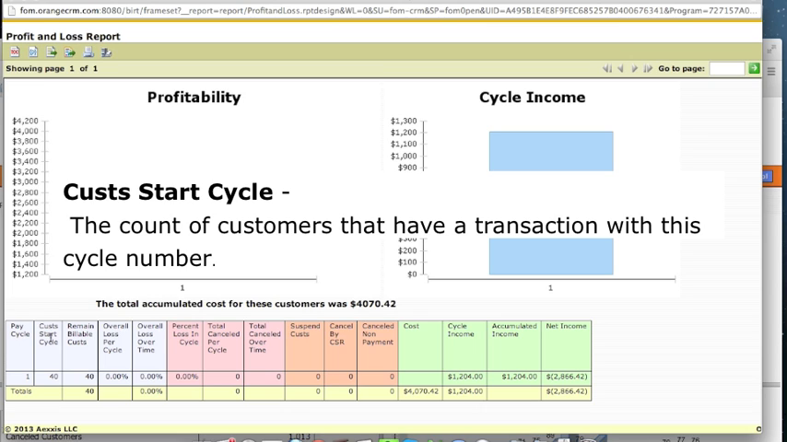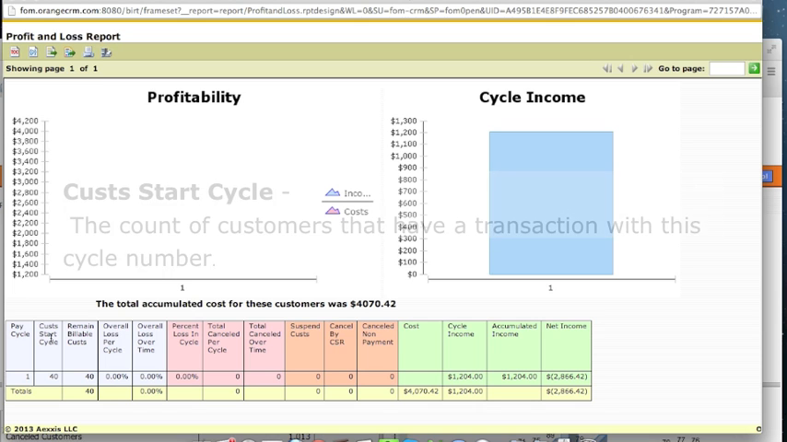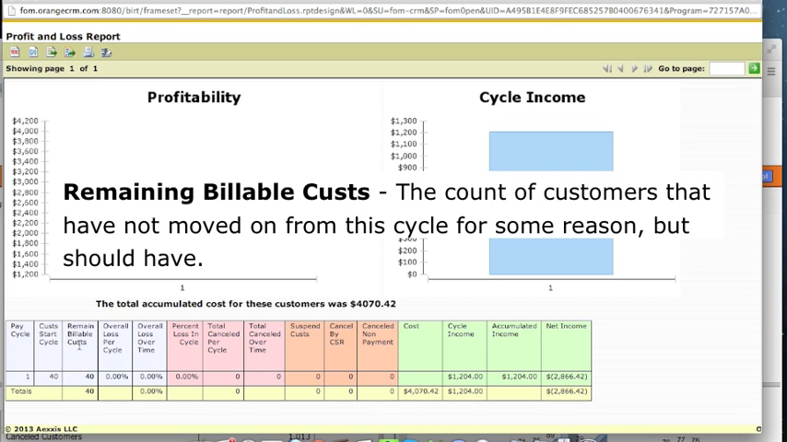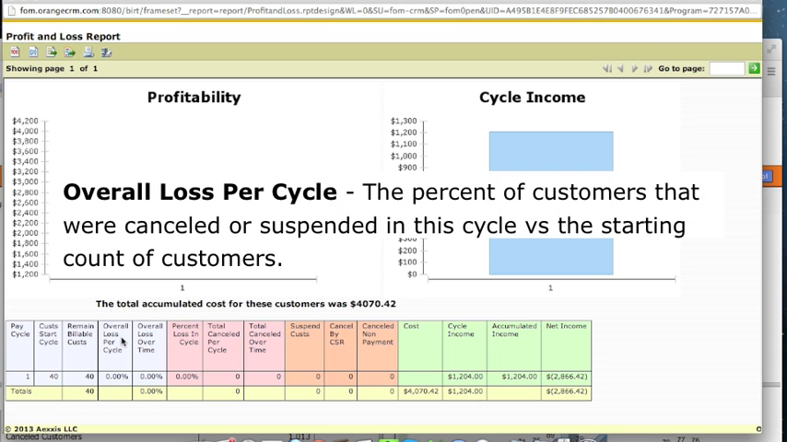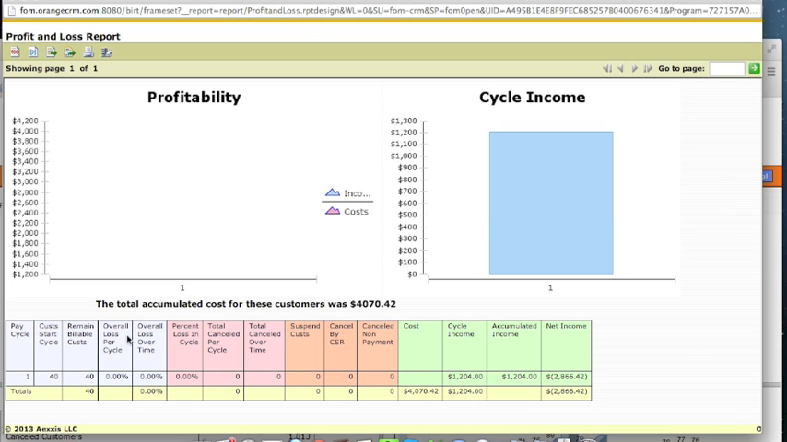Now the customer start cycle, this is the count of customers that have a transaction within this cycle. The remaining billable customers, this is going to be the count of customers that have not moved on from this cycle for some reason but should have. Now the overall loss per cycle, this is the percent of customers that were canceled or suspended in this cycle versus the starting count of the customers.